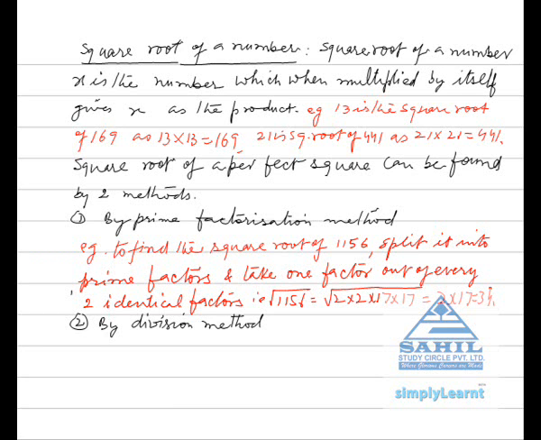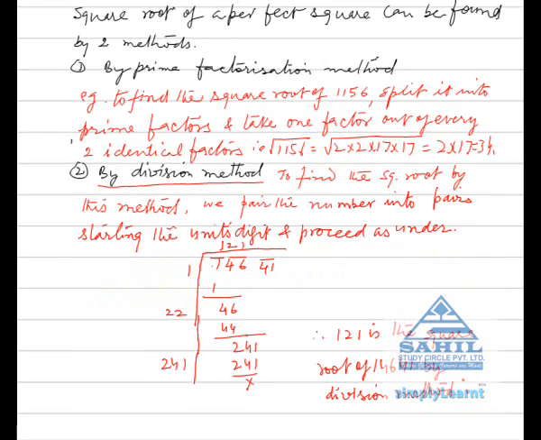Number two, by the division method. To find the square root by this method, we pair the number into pairs starting from the units digit and then proceed as under. For example, we want to find out the square root of 14641. We will make pairs of 1 and 4, 6 and 4, and leave one unpaired as no other digit is available. Now we proceed like 1 multiplied by 1 is 1.